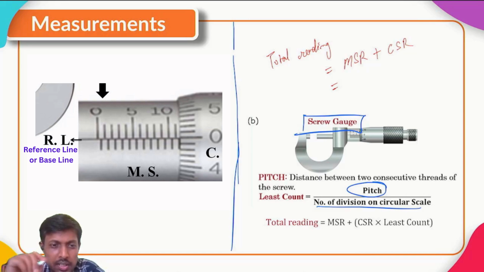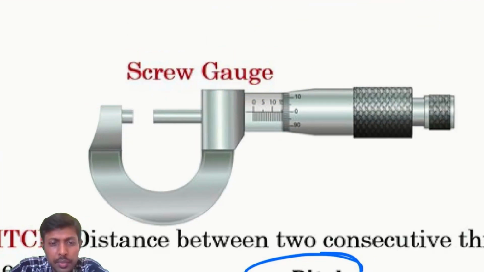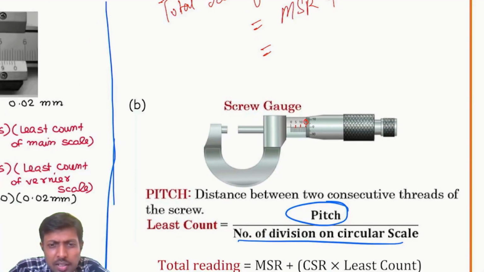We look at the baseline, whatever is the reading, I'll show you. So in this case, it's almost 15 millimeters. That's the main scale reading. So this is 5, this is 10, this is 15. You can see here it would be 15. It's not that clear, but approximately let's assume it to be 15. So that's the main scale reading.